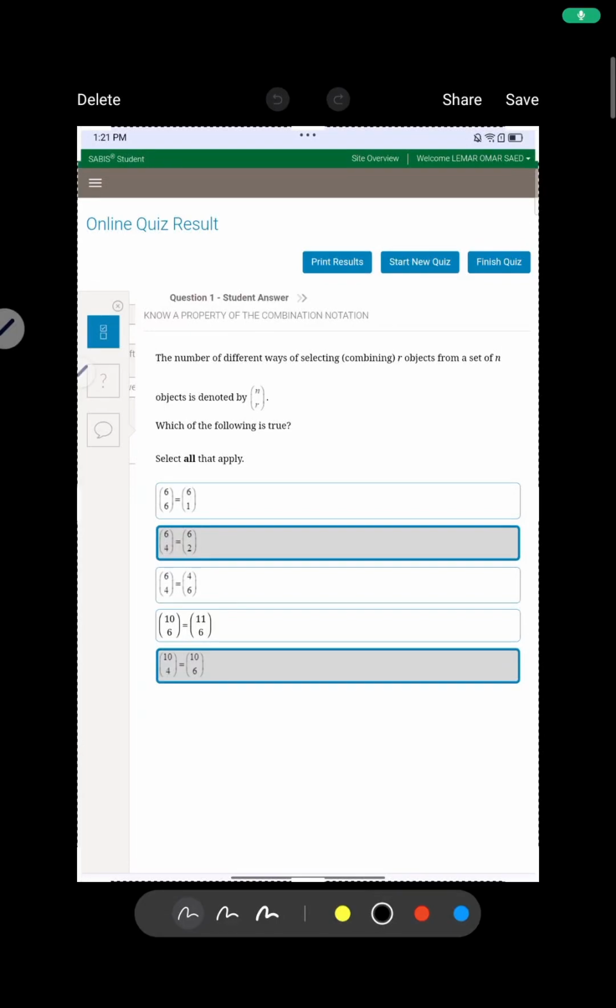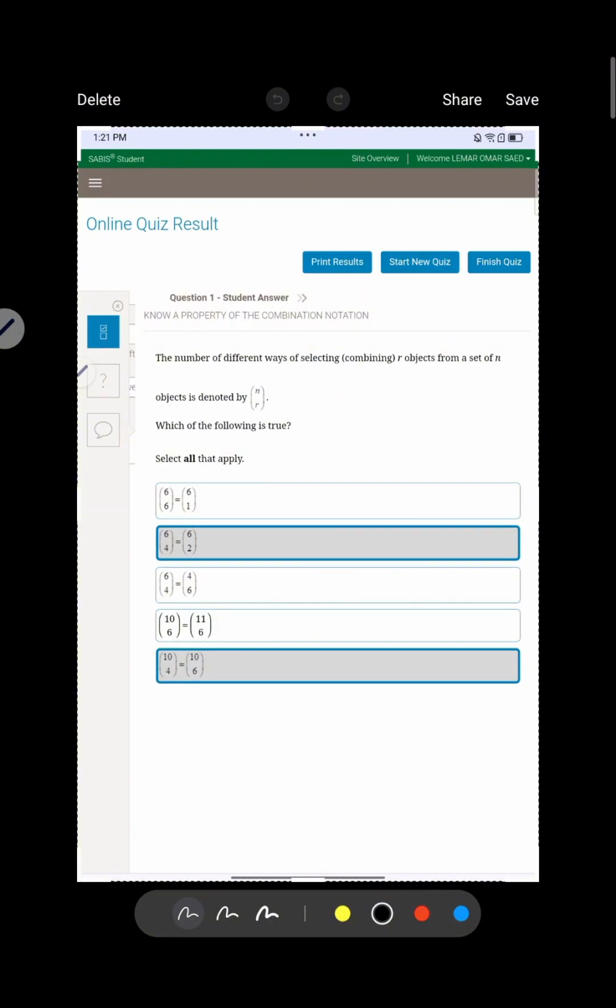Hi guys, it's Lemar. Today I'm going to be explaining the week 3 math quiz for grade 10. So the quiz is very easy. It's the same as last week, just a couple of different questions.